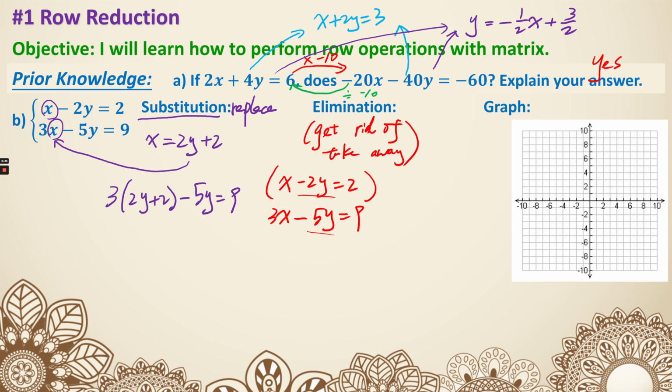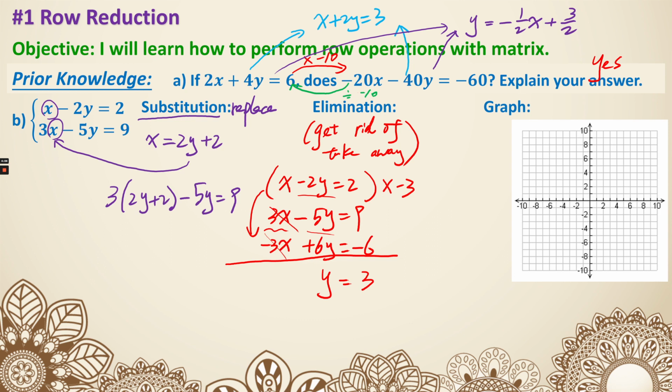I'm going to multiply the first equation by a negative 3. The reason I multiply by a negative 3 is because then I can get a negative 3x, which can cancel out with a positive 3x. So this equation now becomes a negative 3x plus 6y equals a negative 6. Now if I choose to add both equations, the x's are gone. I'll have a negative 5y and a positive 6y add together to equal just a y. That equals 9 minus 6, which is a 3.